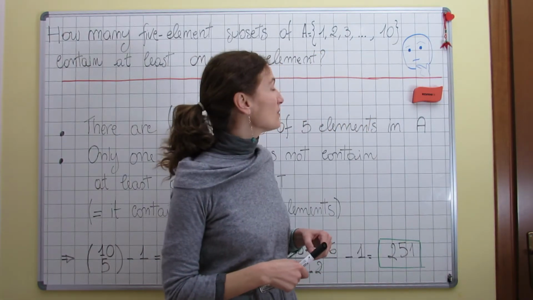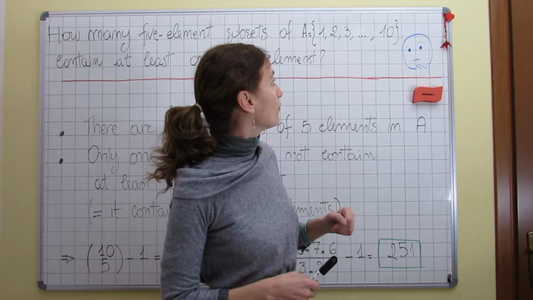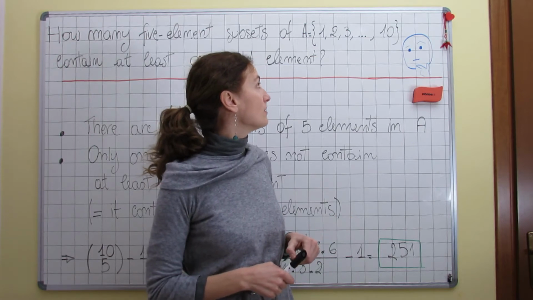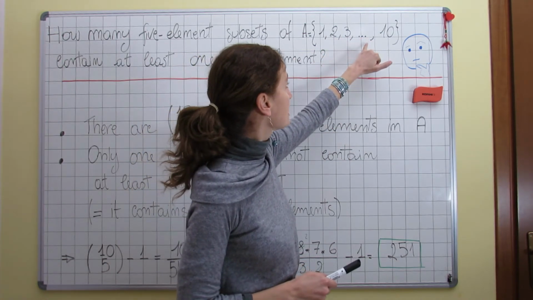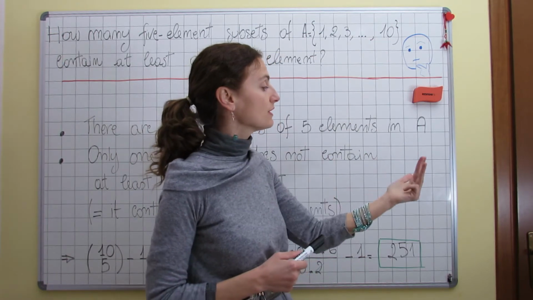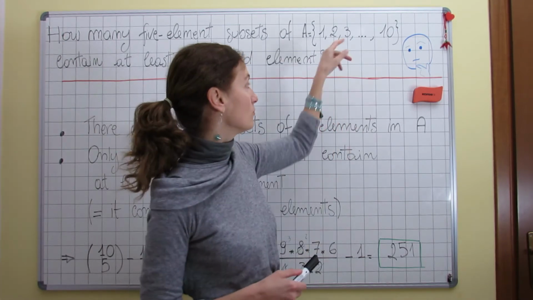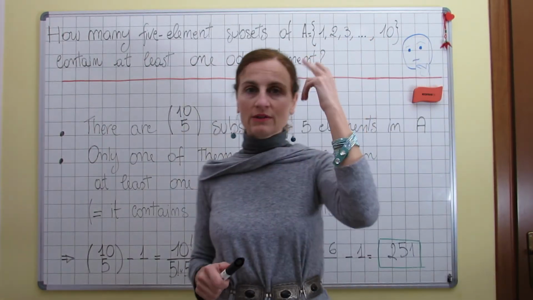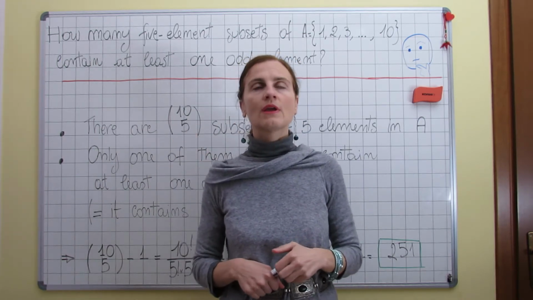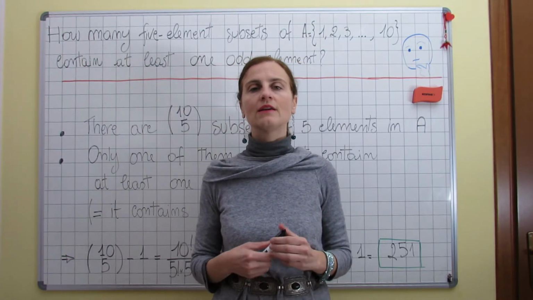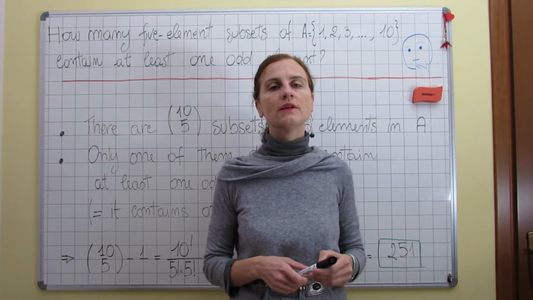For example, the subset 1, 3, 4, 5, 10 contains exactly 3 odd elements, or 1, 2, 4, 6, 8. This subset contains exactly one odd element, the element 1. So we could wonder how many subsets contain exactly one odd element, how many subsets contain exactly 2 odd elements, and so on. How many contain 3, how many contain 4, how many contain 5.